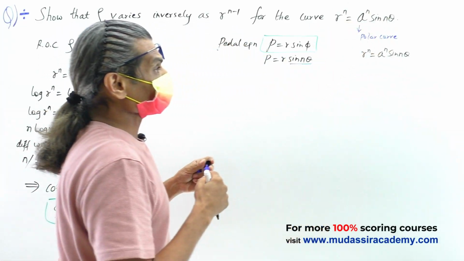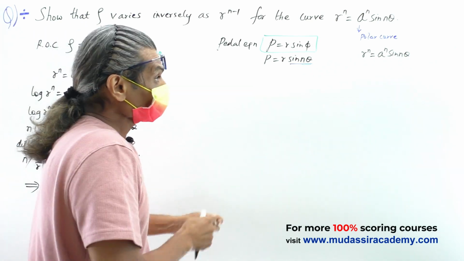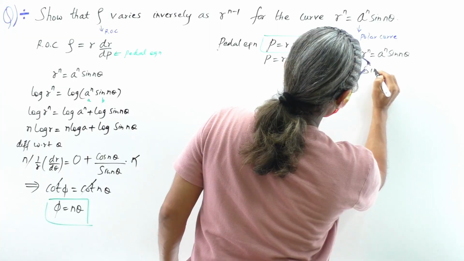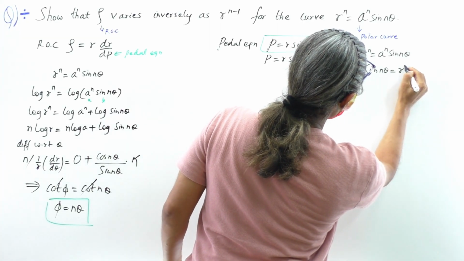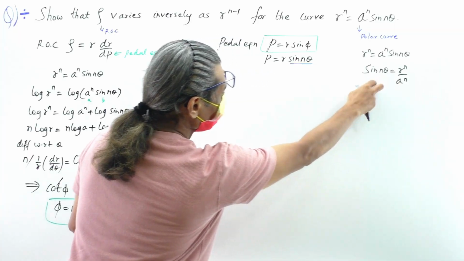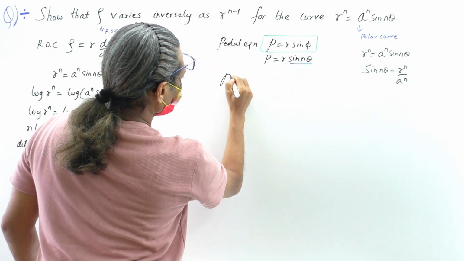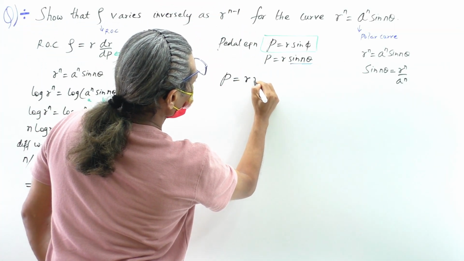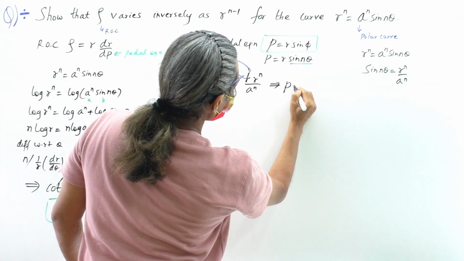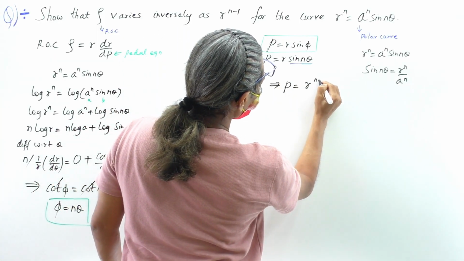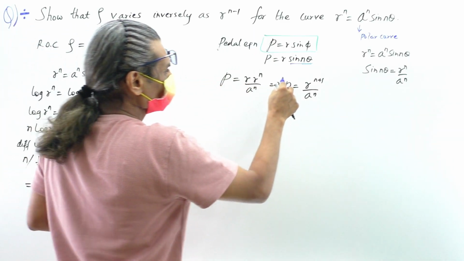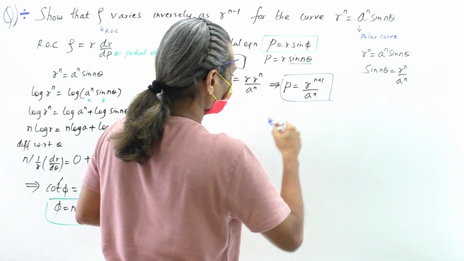What is the question? r^n = a^n sin n theta. That implies sin n theta equals r^n by a^n. So simple. Put this here, so we have p = r into r^n by a^n. That implies the pedal equation p = r^(n+1) by a^n. So I got the pedal equation here.